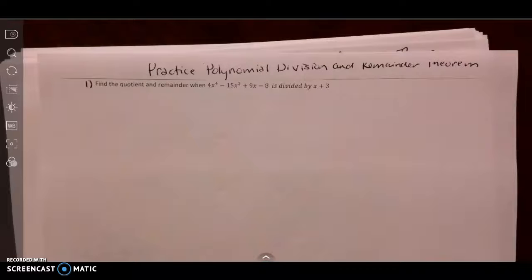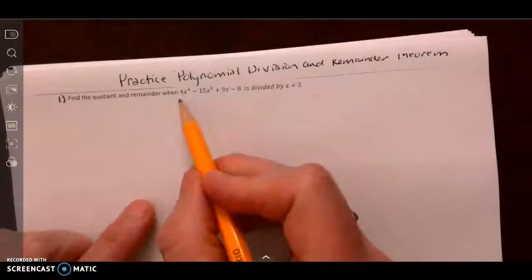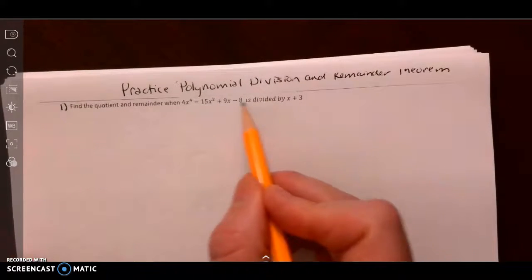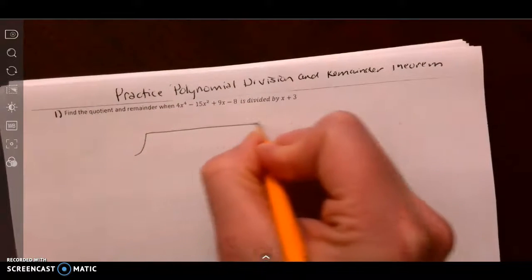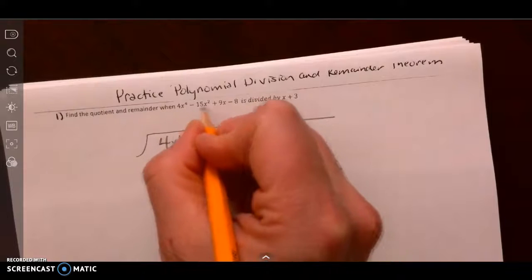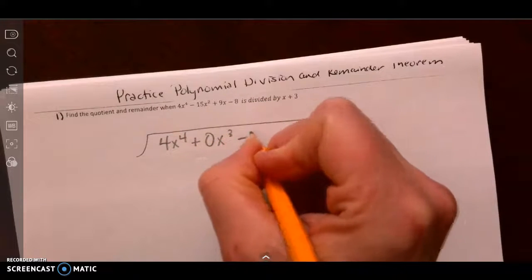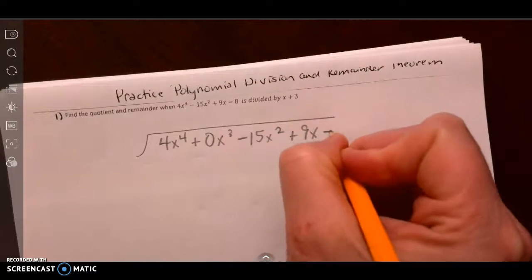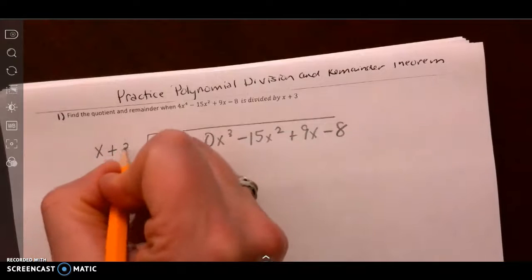So let's look at this first question. It says find the quotient and remainder when 4x to the fourth minus 15x squared plus 9x minus 8 is divided by x plus 3. So I've got 4x to the fourth. There isn't an x cubed term, so I need to put in a 0x cubed, minus 15x squared plus 9x minus 8. And I'm dividing by x plus 3.